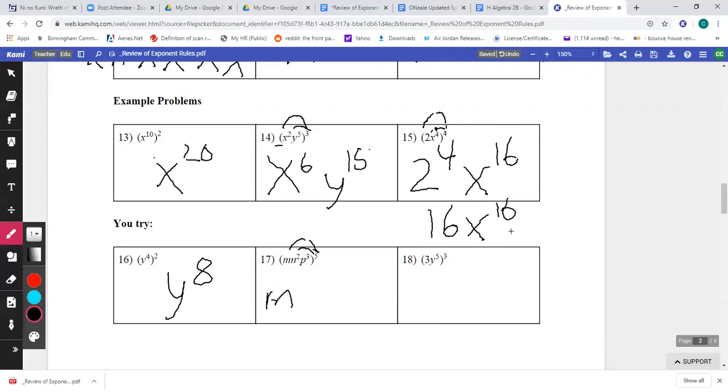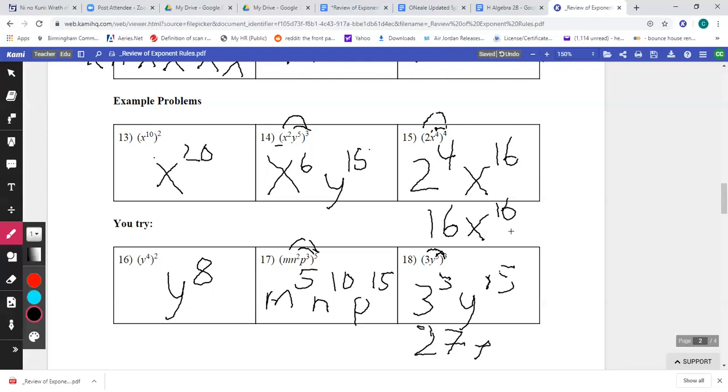So it's going to be m to the 5th, n to the 10th, and p to the 15th. Number 18, once again, you bring that 3 into both. And so this is 3 to the 3rd, y to the 15th. And then 3 to the 3rd is 27. So your final answer here is 27y to the 15th.